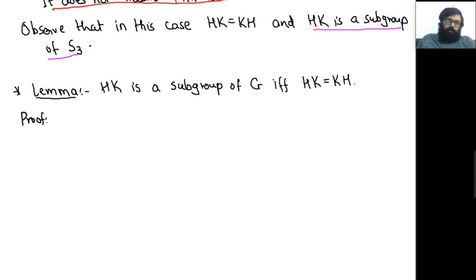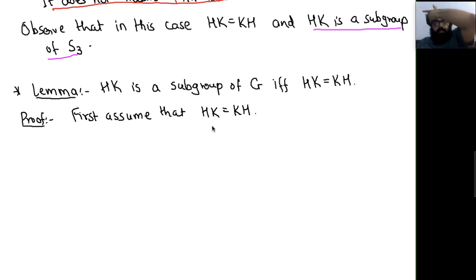The proof is very simple, but as I always say, what we should do is create the proof, not just understand the proof line by line and then just remember. So we don't just follow the textbook proof. What we do is create the proof, observe the things, and then write it in our own understanding. So let us first assume that HK equals KH.